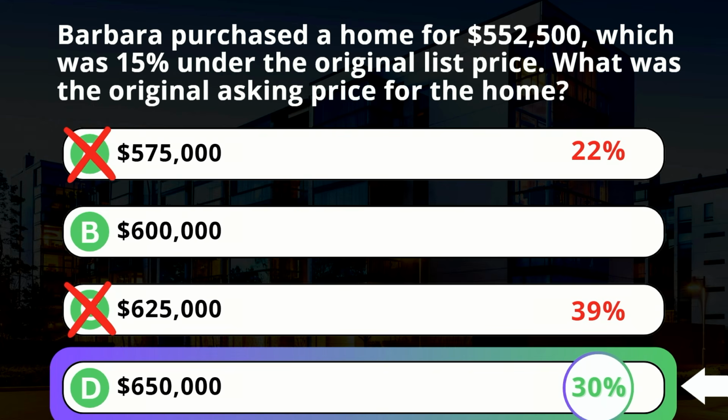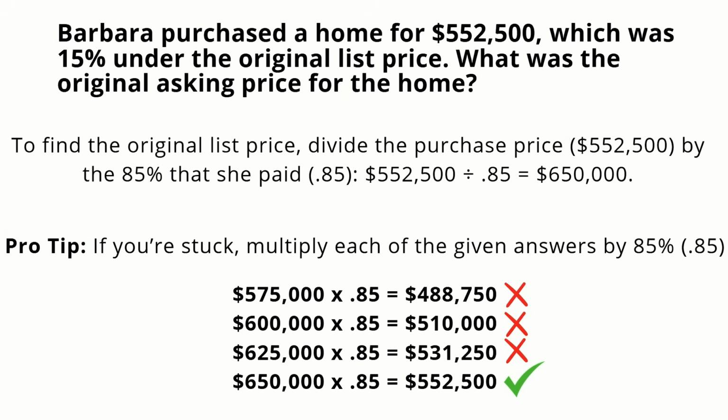And you will typically see with math these kinds of percentages that are skewed. But this is an important one to understand because of the distribution. So just kind of looking at this, Barbara purchased a home for $552,500, which was 15% under the original list price. What was the original asking price for the home?